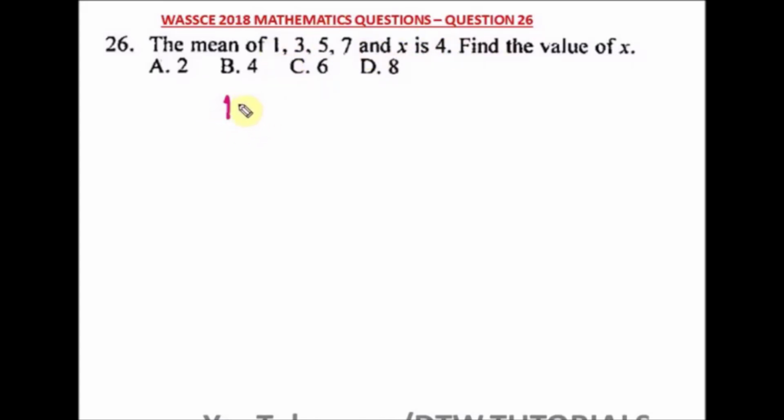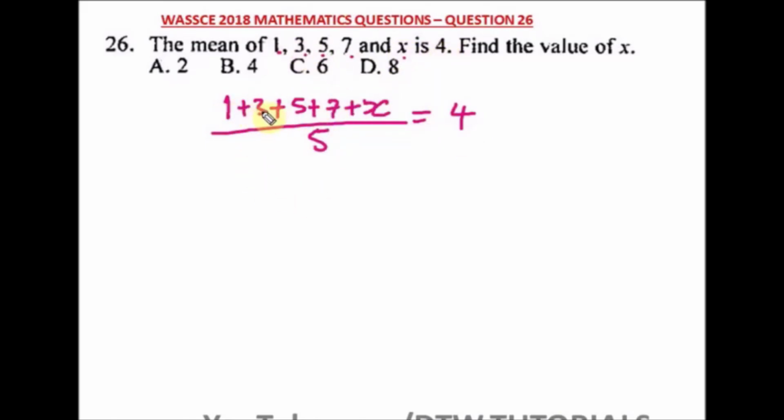The average is the sum divided by the number of values. So we have 1 plus 3 plus 5 plus 7 plus x, divided by how many values do we have here? 1, 2, 3, 4, 5. Divided by 5 is equal to 4. According to our question, 4 is the mean.